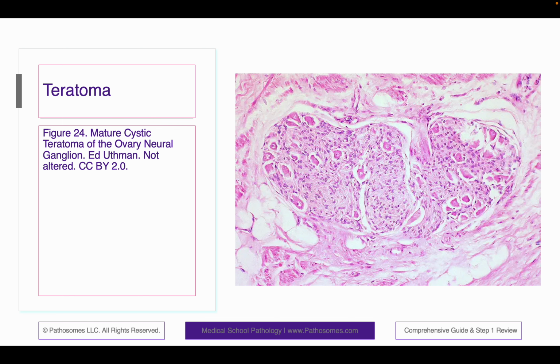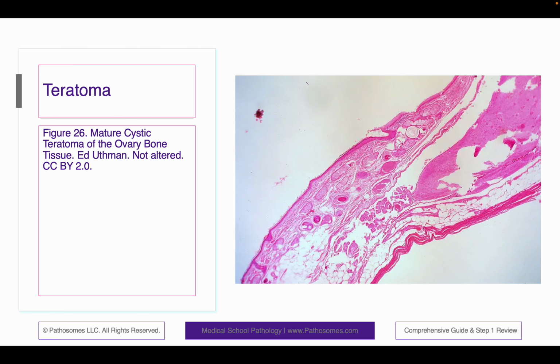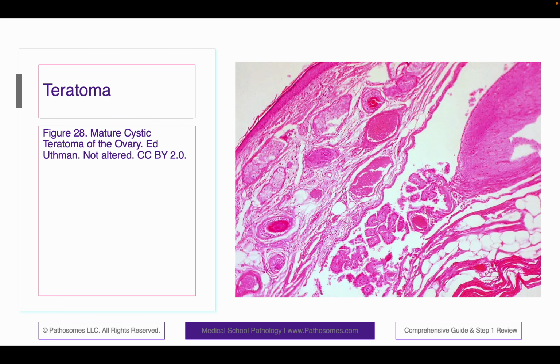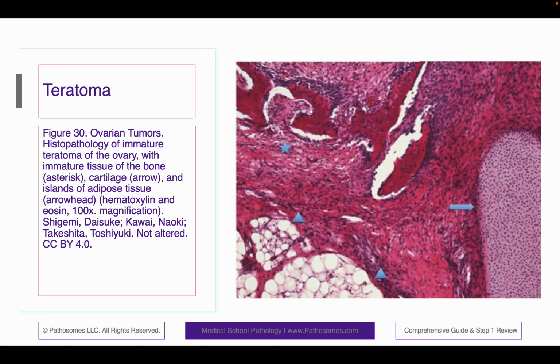And here we have neural tissue that was present within a teratoma, right? You see the ganglion cells there. We have bone within a teratoma, right? More tissue within a teratoma. Teratoma. More teratoma. And this is what the teratoma looked like grossly. It even has a strand of hair sticking out.